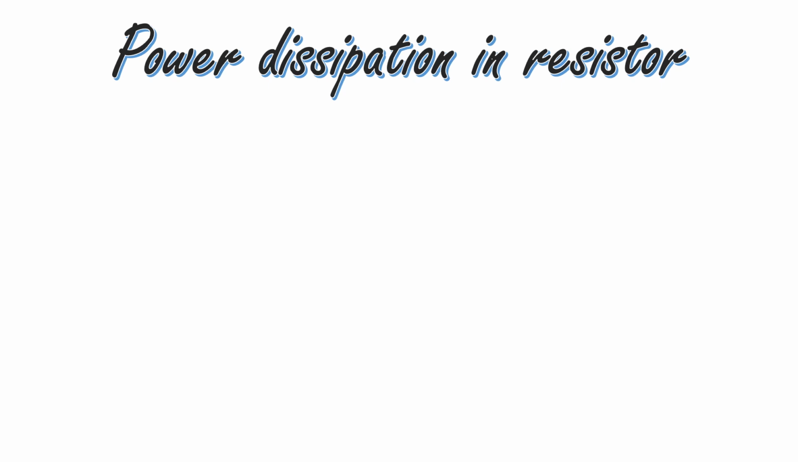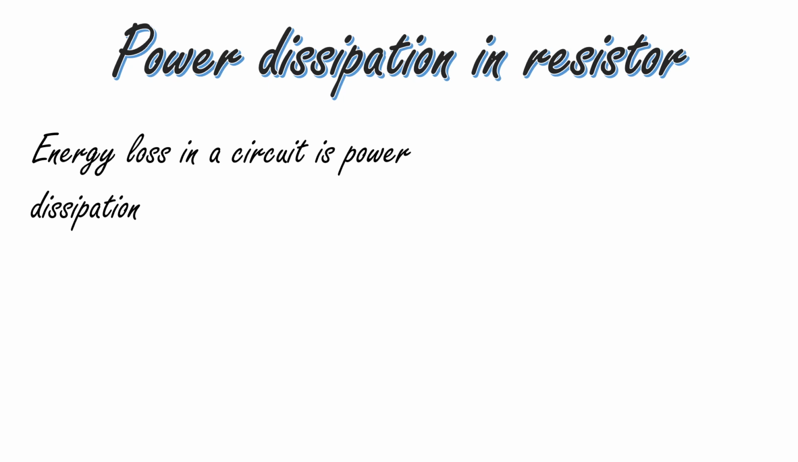Hello viewers, in this lecture we'll be talking about the power dissipation in a resistor. So basically the word power dissipation explains itself. That means release. Energy loss in a circuit is called power dissipation. That means that release of energy is basically power dissipation. Let's understand how.